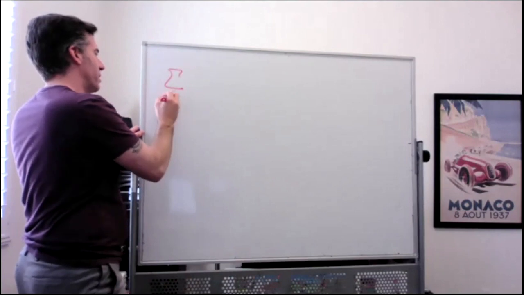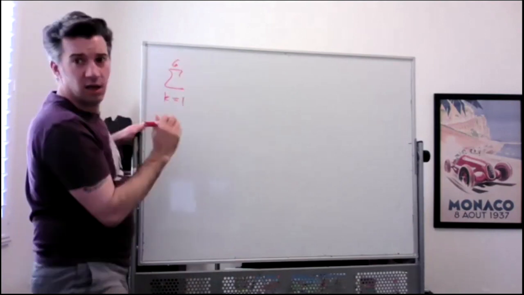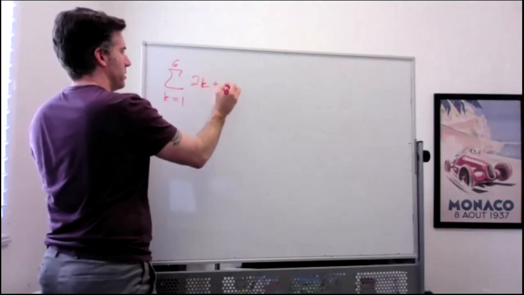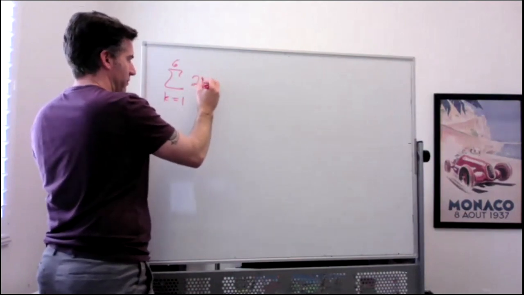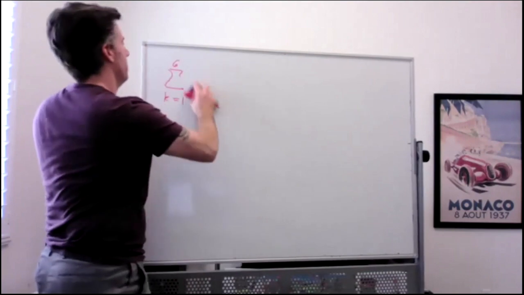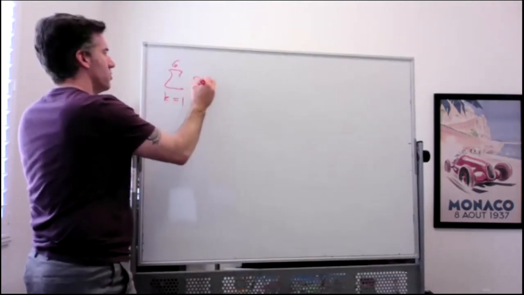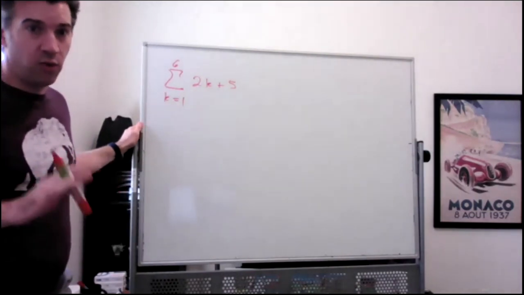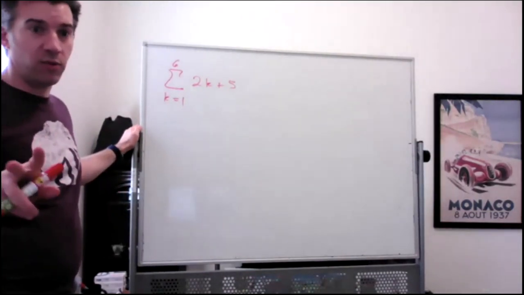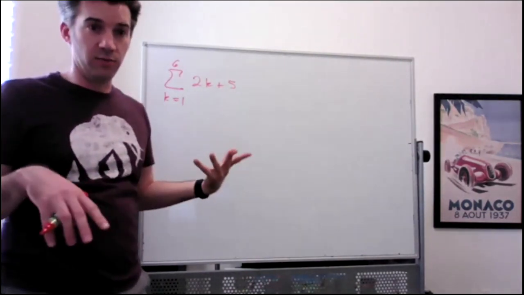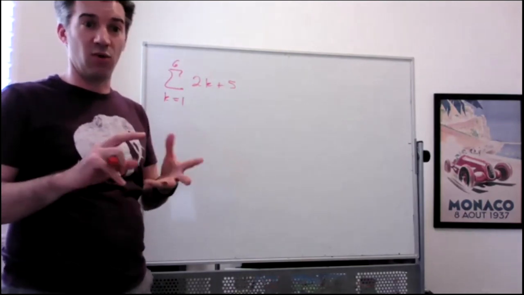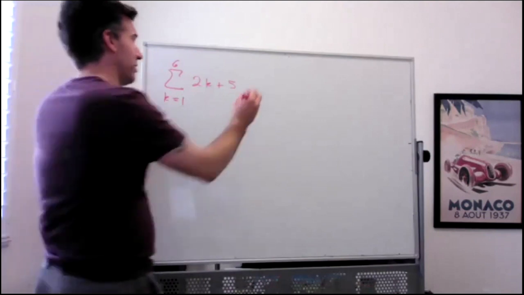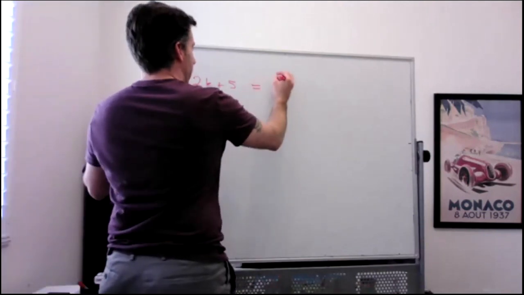Let's have the sum from k equals 1 to 6 of 2k plus 5. So what I want to point out is there are two operations with sums that you're always allowed to do. You can always break up a sum: if there's addition or subtraction, you can break it up into two different sums. So I can break this up as this.